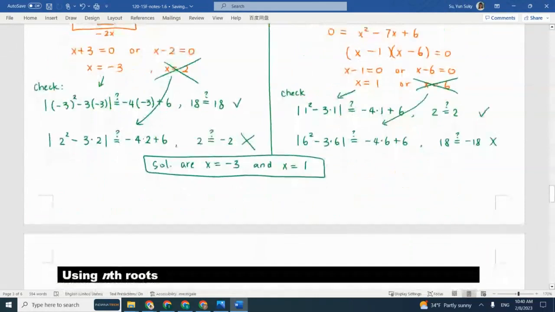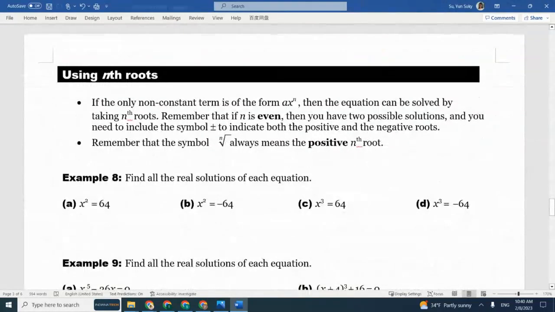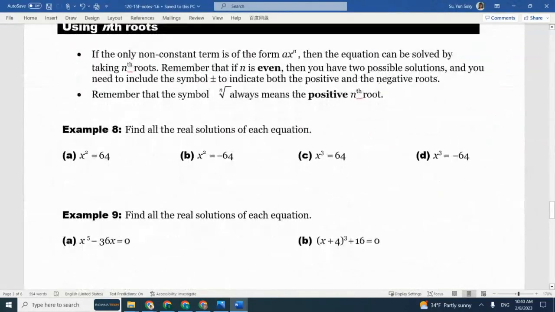Oh, we only have 10 minutes. We're seriously behind schedule. Okay.